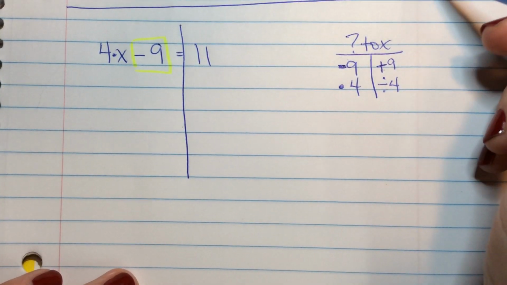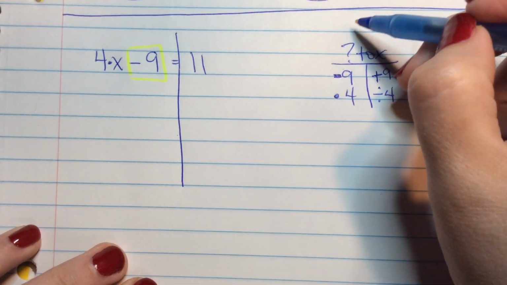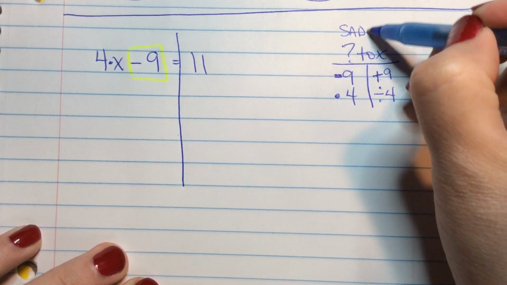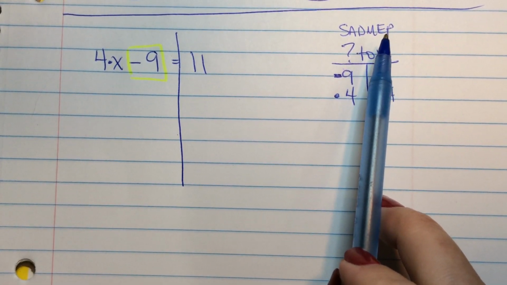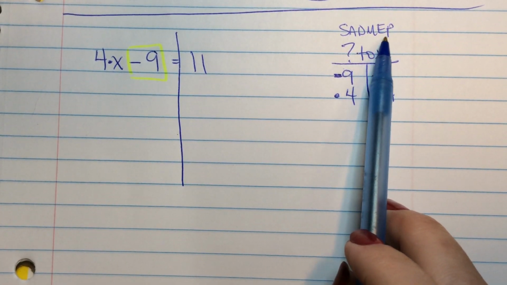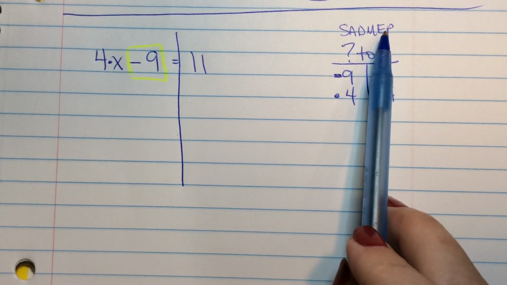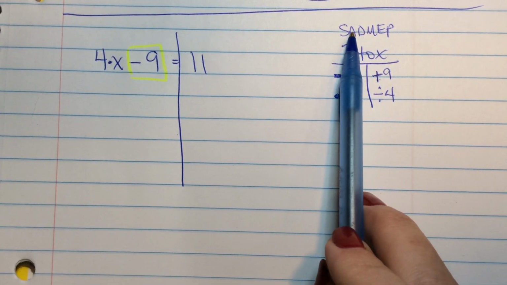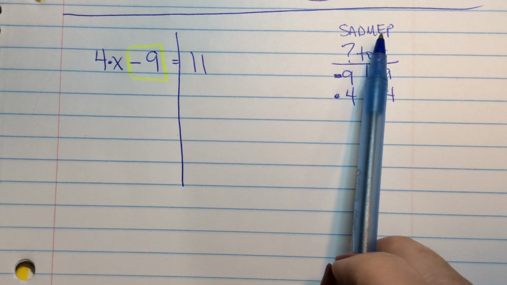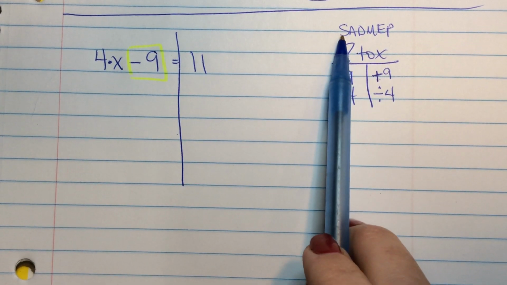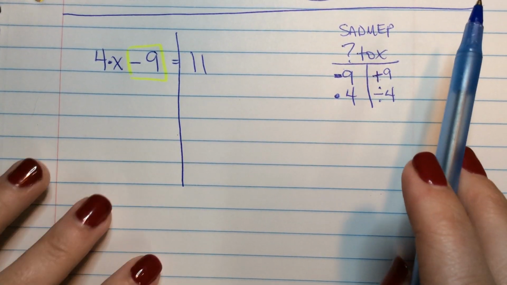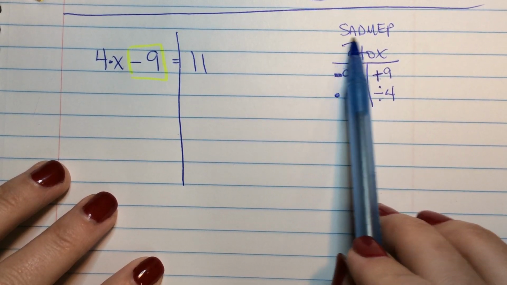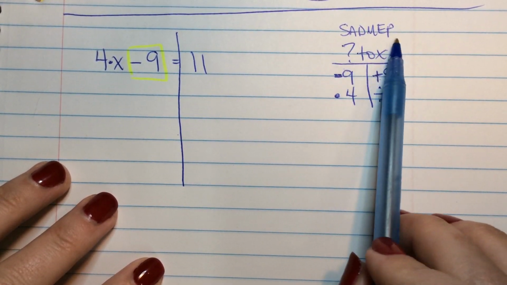All right, the last thing that we need to know is that we are doing this in the reverse order of operations. When you're in 6th grade, you learn order of operations, which sometimes they say PEMDAS: parentheses, exponents, multiplication, division, addition, subtraction. But when we solve equations, we're going backwards. So I call it SADMEP. And we have to do it in the order that it's listed here.